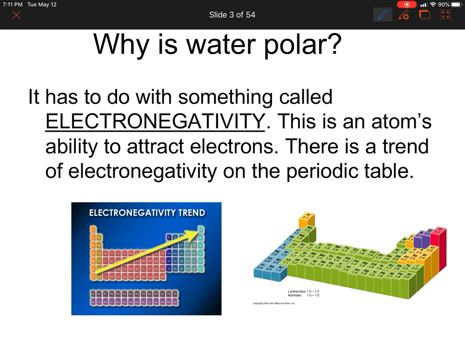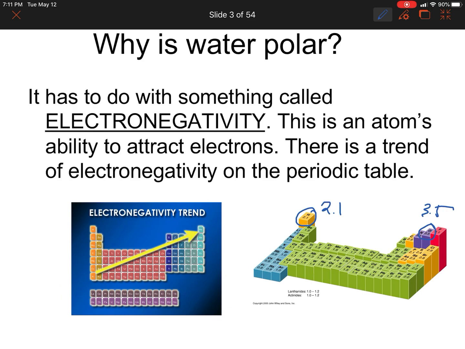That's electronegativity. Now, in terms of the periodic table, there is a trend, and electronegativity, generally speaking, is going to increase as you move upwards and to the right. So as we move upwards and to the right, you're going to get higher degrees of electronegativity, which means those atoms like electrons more. If we look at hydrogen and oxygen, and this actually has values on it, hydrogen has an electronegativity value of 2.1. Oxygen has an electronegativity value of 3.5.